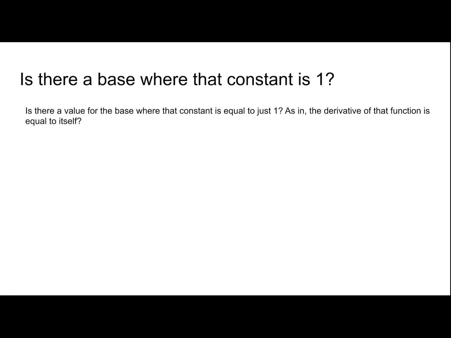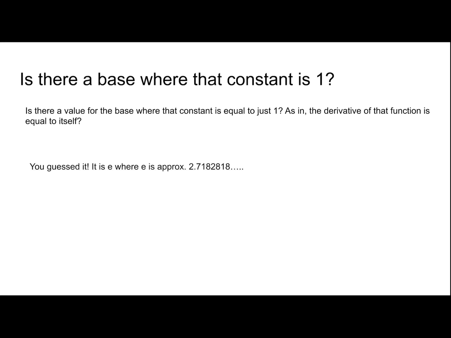Is there a base where that constant is 1? So now we need to ask our question. This is the big golden question here. So is there a base where that constant is 1? That constant, 2 to the power of dt minus 1 over dt. Is there a possible way to make that equal to 1? Well, there is. You probably guessed it already.